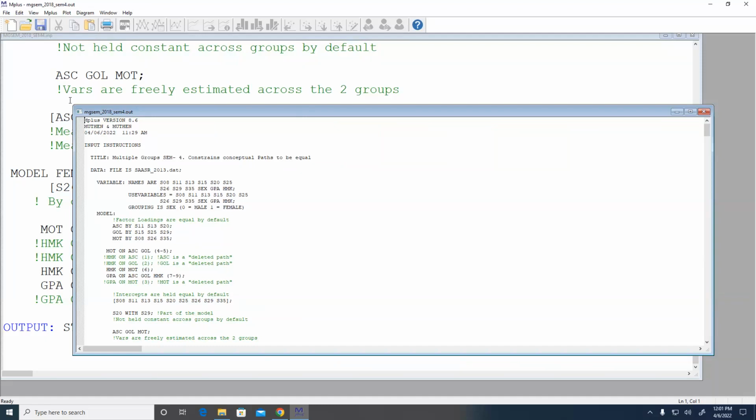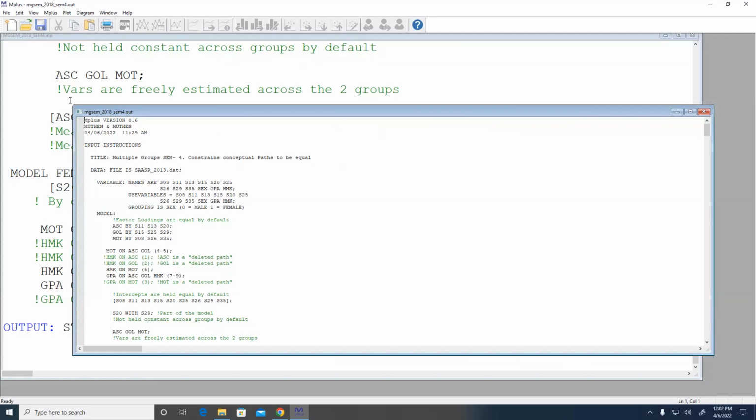Sure. Here, I'm constraining the means of the two exogenous variables to be equal across the groups. That means I'm saying the mean of the latent academic self-concept variable is the same for boys and girls. The difference between that and an intercept is that the intercept is the predicted, or expected, let's take motivation, the expected latent motivation after controlling for, or holding constant at 0, academic self-concept and goal evaluation.